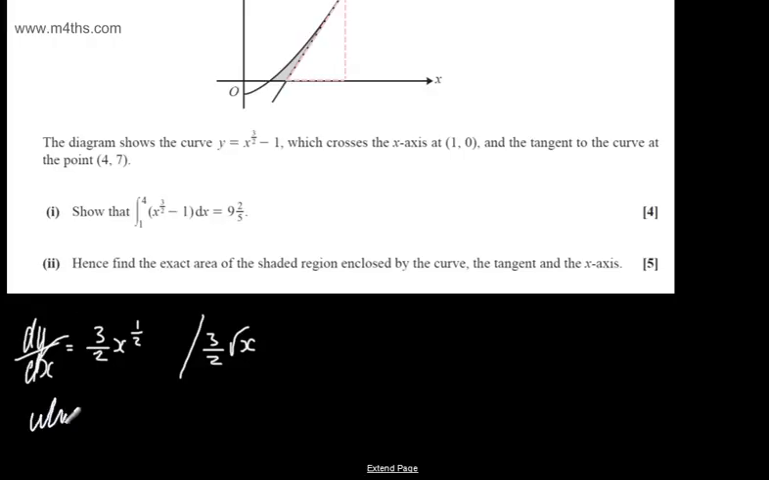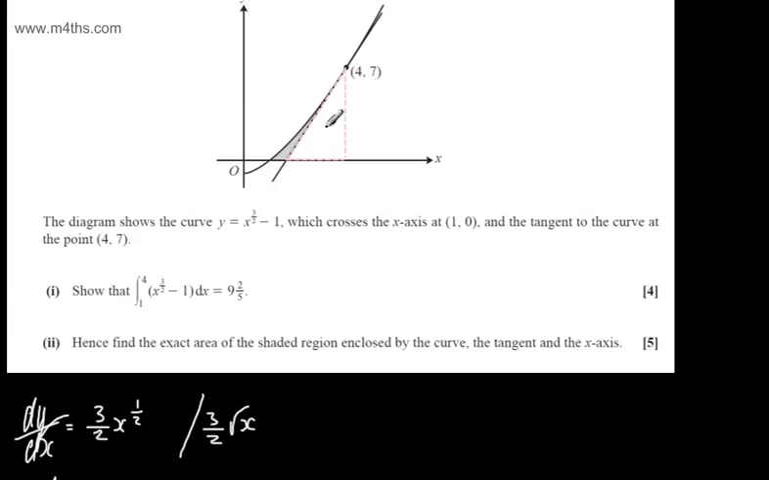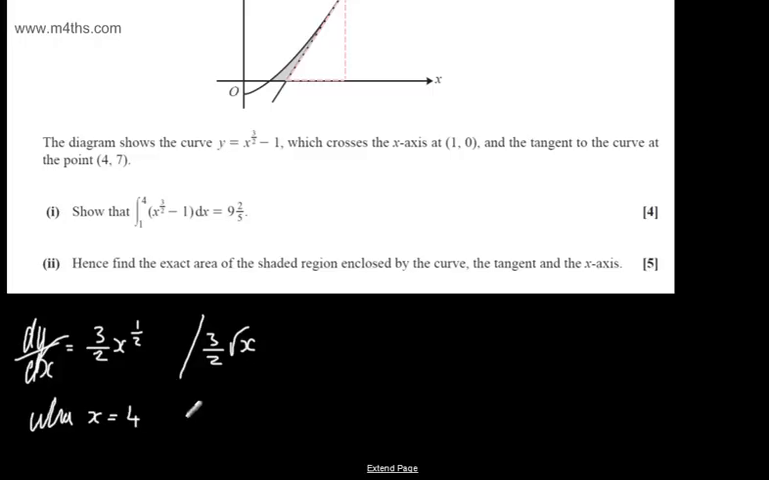So I can write now, when x is equal to 4, which is the point now just here where we've got the tangent, we can say that dy by dx, the gradient of the tangent at that point, will be 3 over 2 multiplied now by the root of 4, which is going to give me 2. So we can see that dy by dx is going to give us 3. If you like, you can say m, the gradient, is equal to 3.